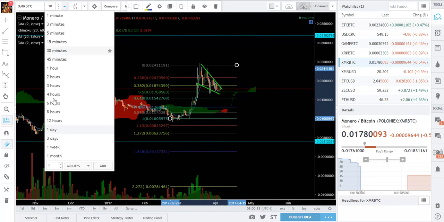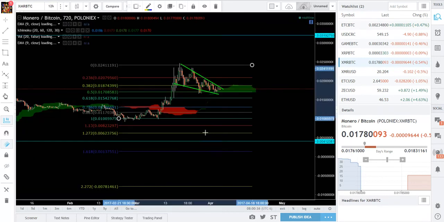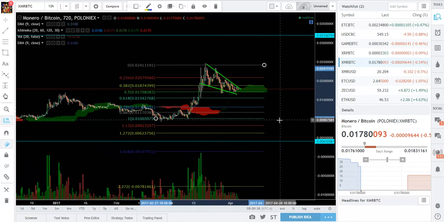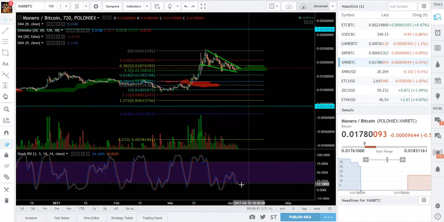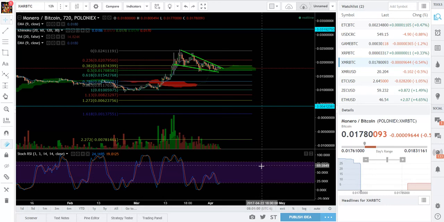Meaning here, just to finish up, because I got to go in a couple minutes, here I would use a couple things as confluence. One, it's confluence that we're running into this 12-hour cloud. It's confluence that our stochastic RSI is crossing over. Okay? These are confluent factors. When you add all those things together, it gives you a good indication of a trade. So I always remember that, guys.